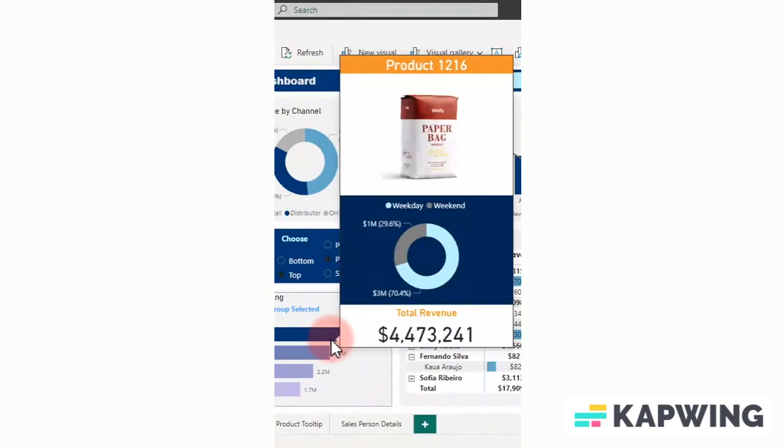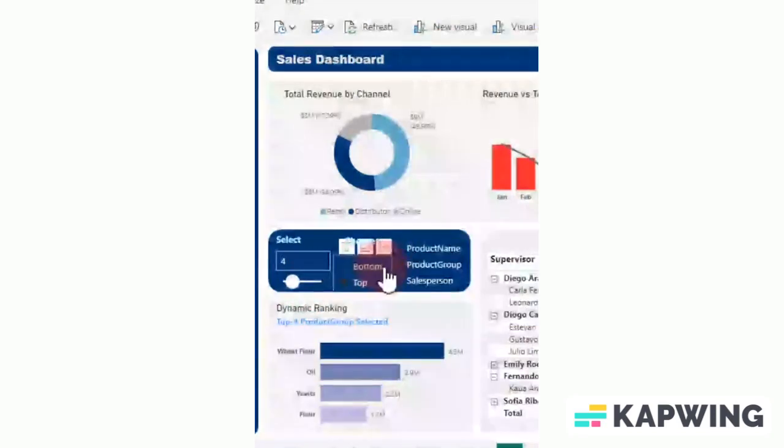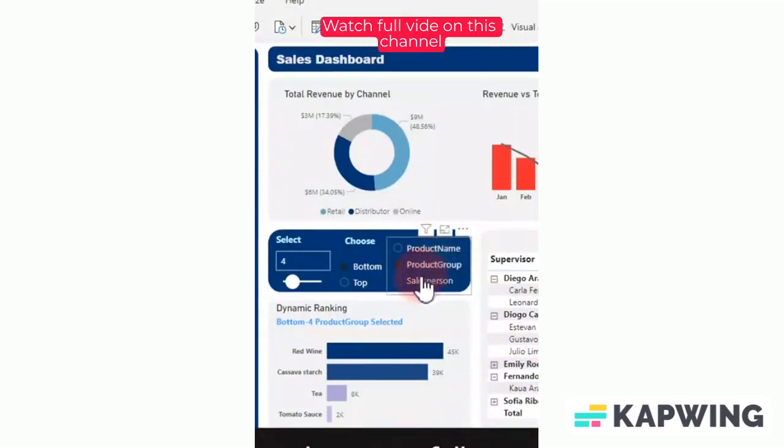Now you look at this dynamic tooltip we have right on this. One of the amazing parts of this dashboard is this particular part right here, where you can select top or bottom, whatever you really want. So what am I talking about? Right here we have by product name and by product group and by salesperson. Now we are seeing it by product group.